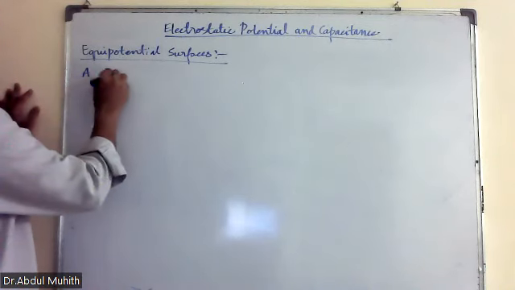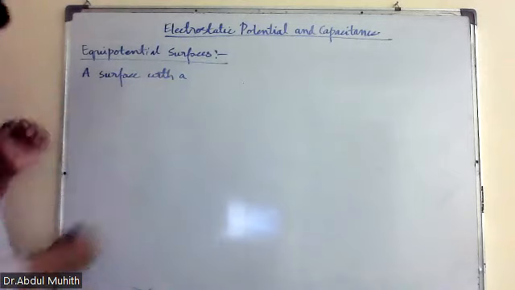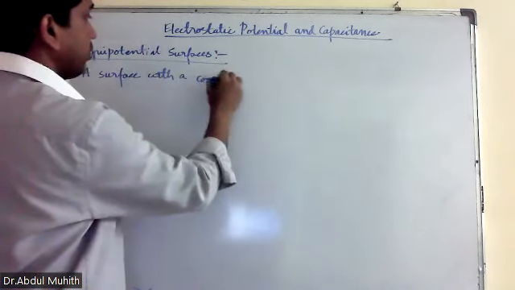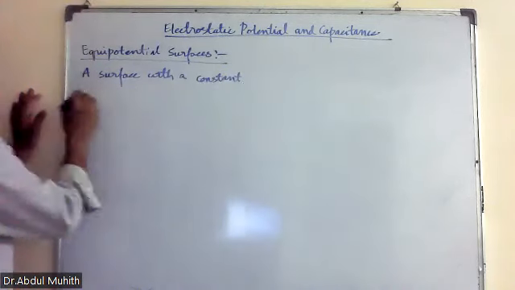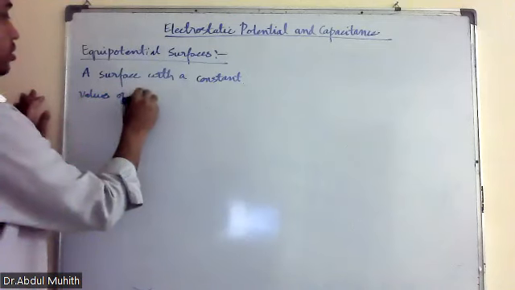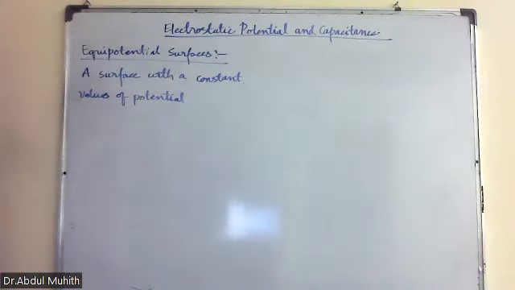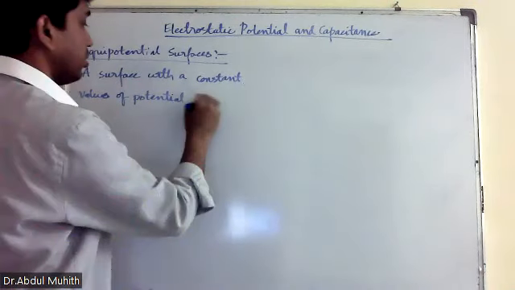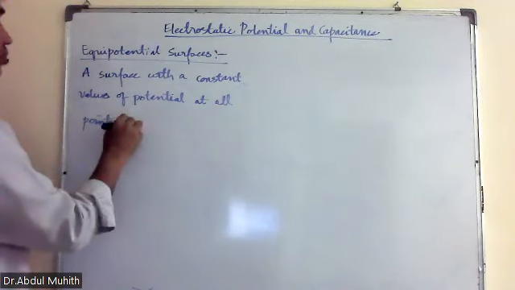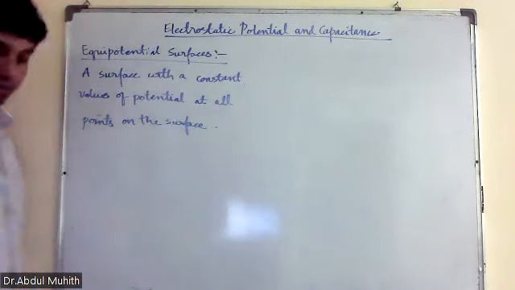A surface with a constant value of potential at all points on the surface is known as an equipotential surface.